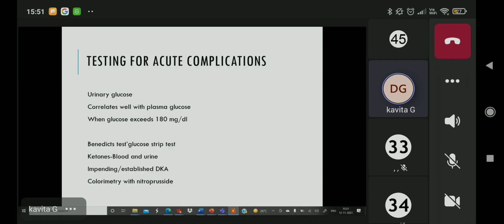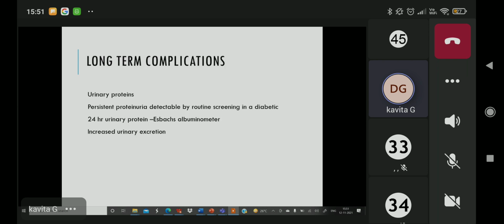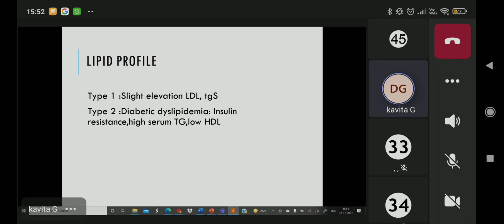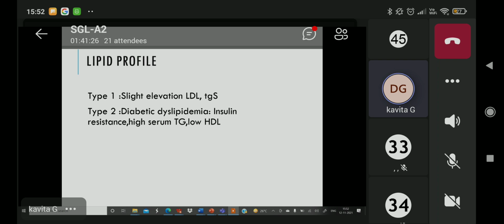Testing for acute complications, where you have to look at your urine glucose, plasma glucose, do your ABG analysis, do your ketones. Then for long-term complications, analyze the urine proteins, be it through any method, and do your lipid profile. There's something called diabetic dyslipidemia, which is insulin resistance, high TGs, low HDL, sometimes asked as an MCQ. Mention the name of the lipid profile also.